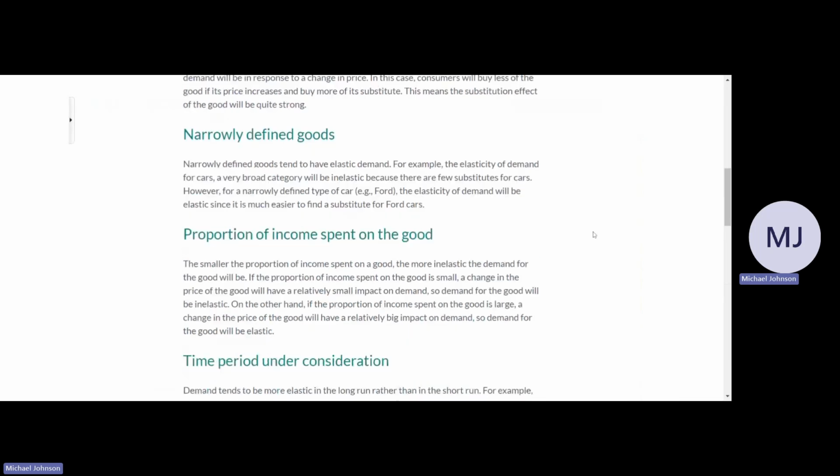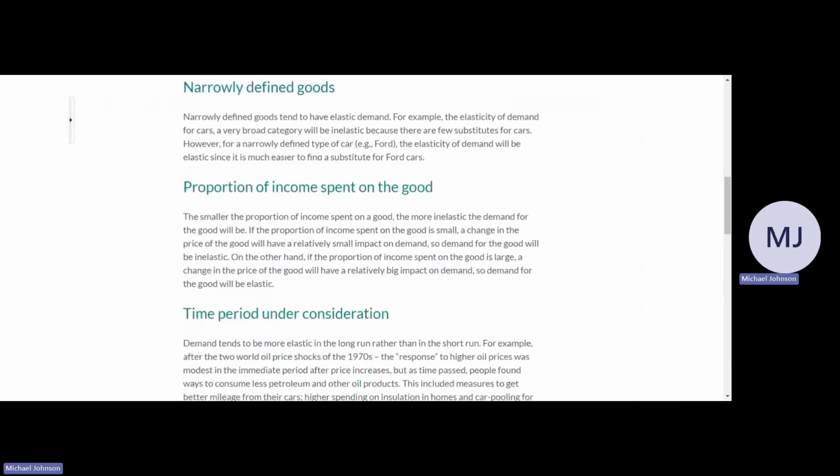Narrowly defined goods tend to have elastic demand. For example, the elasticity of demand for cars, a very broad category, will be inelastic because there are few substitutes for cars. However, for a narrowly defined type of car, e.g. Ford, the elasticity of demand will be elastic since it's much easier to find a substitute for Ford cars.